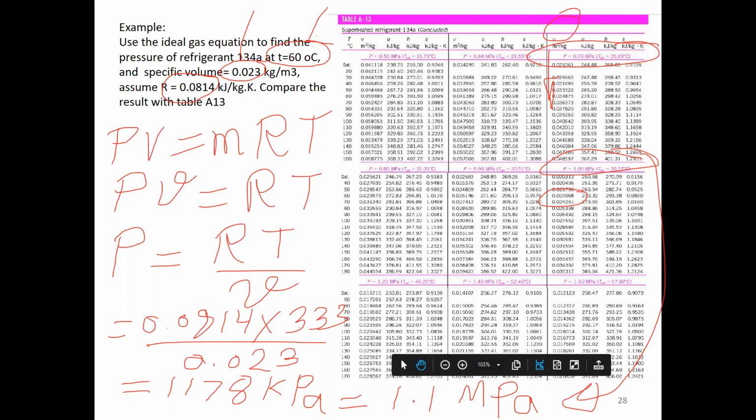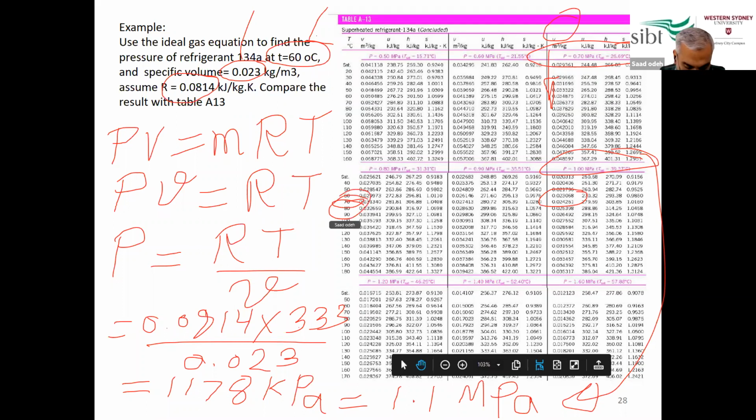The temperature is the same, sir? Not 100% exactly the same, because this temperature is 60, correct? But if you go here, it's 39.37. This is the saturation temperature. You look at the first column. The first column shows the temperature.